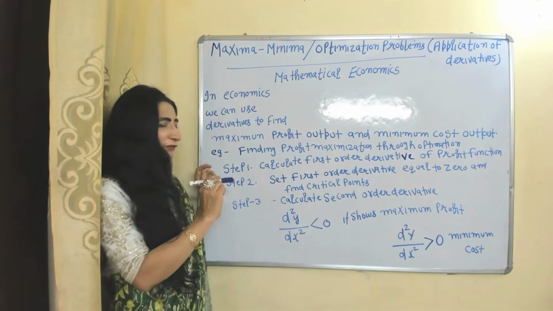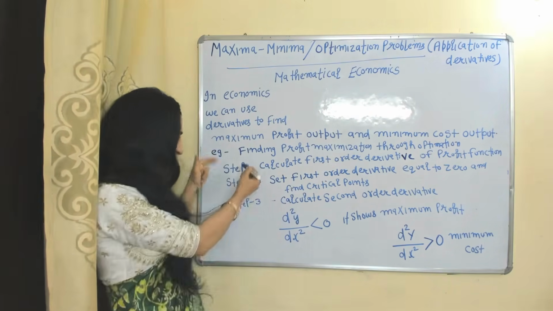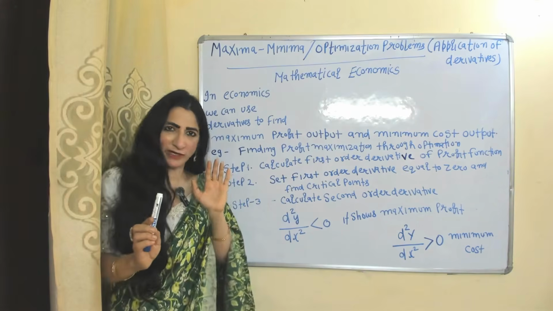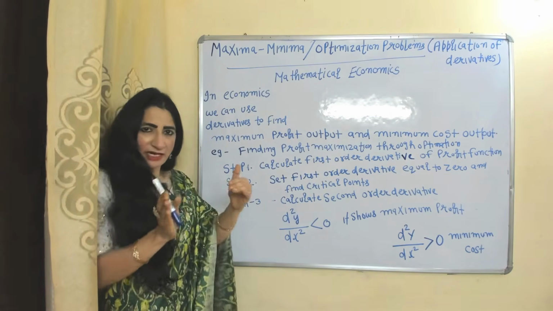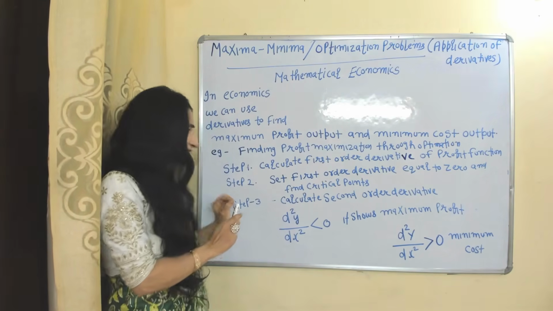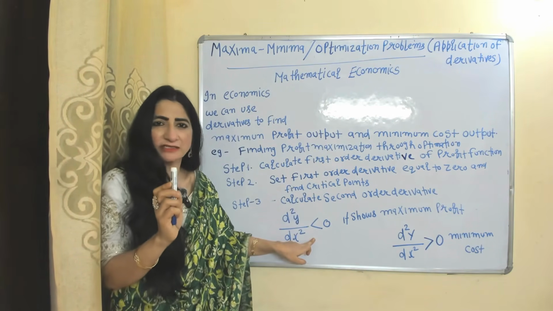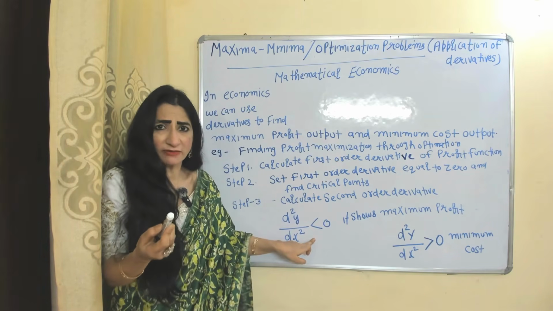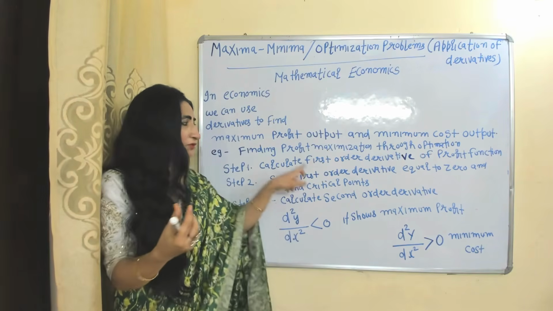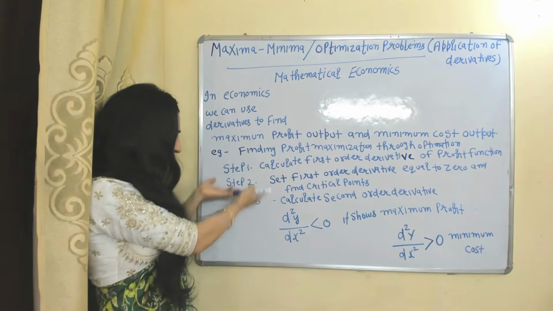For example, we want to find out the maximum profit output through optimization. We need to follow these three steps. In the first step, we calculate the first order derivative of the profit function. In the second step, we set the first order derivative equal to 0 and find out the critical point. In the third step, we calculate the second order derivative. If the second order derivative is less than 0, for example, negative, it shows maximum profit output.